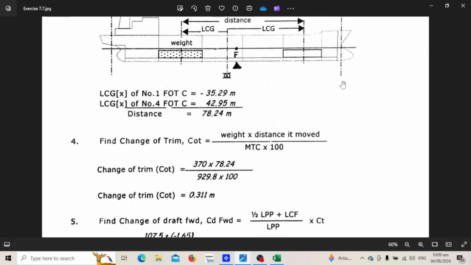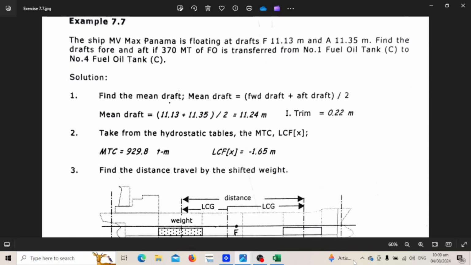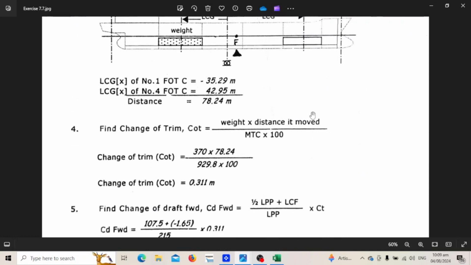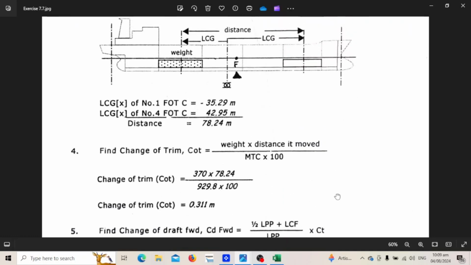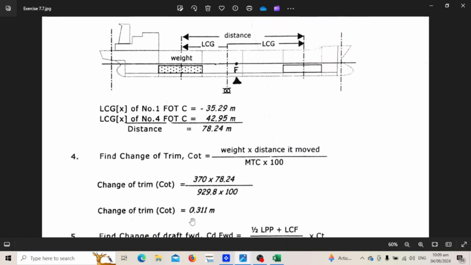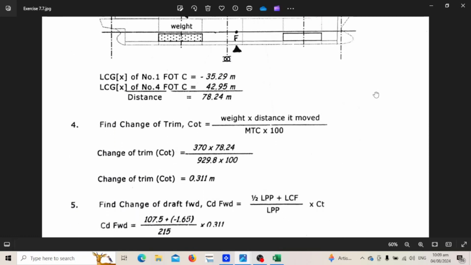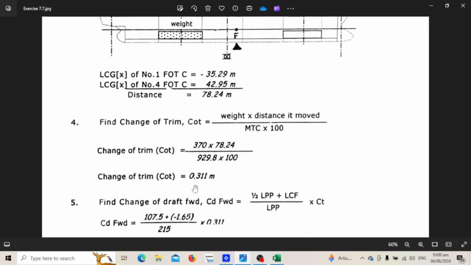Okay, and you have the weight. Your weight is 370. Okay, that will be your weight. Okay, and change of trim is 0.311. How did you get this change of trim?